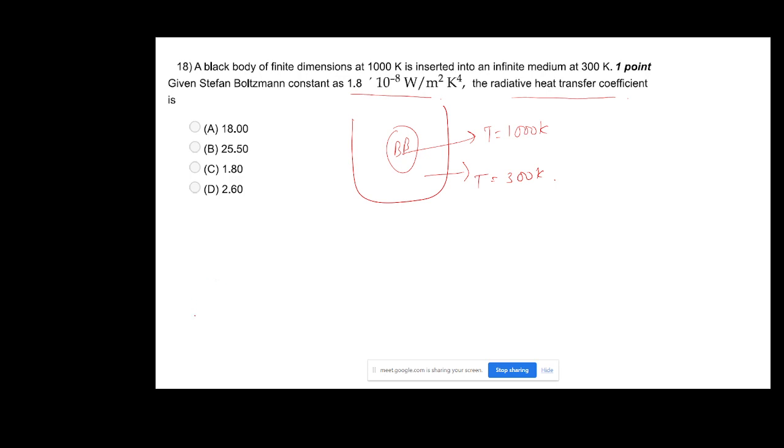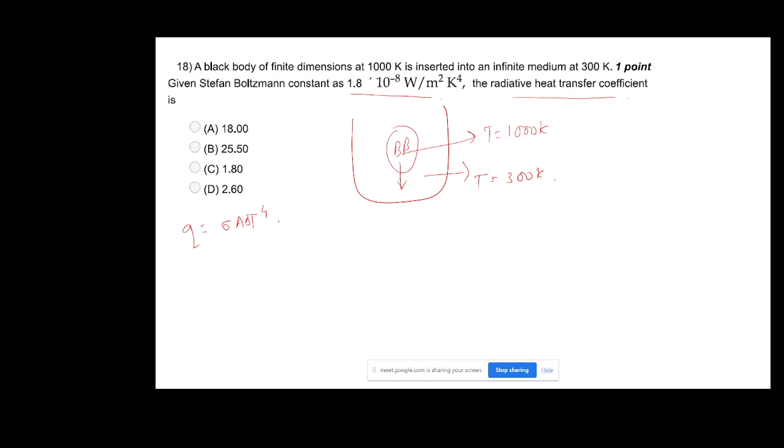So this question will be solved in two phases. Firstly, we need to find out the amount of heat that is transferred from this black body, which is having higher temperature, to the infinite medium. For that we will use the Stefan-Boltzmann law, which is sigma A into T power 4, like delta T power 4.